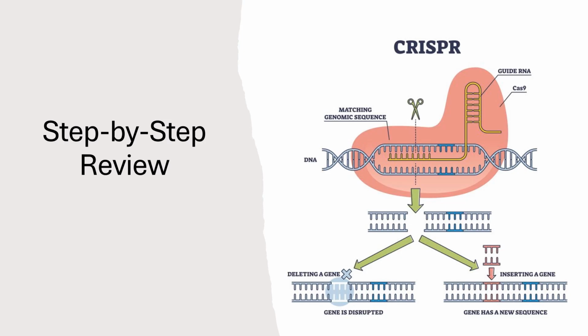Now we're going to talk about the step-by-step review of what happens in the CRISPR method. First of all, we have to design our guide RNA to match the target DNA.